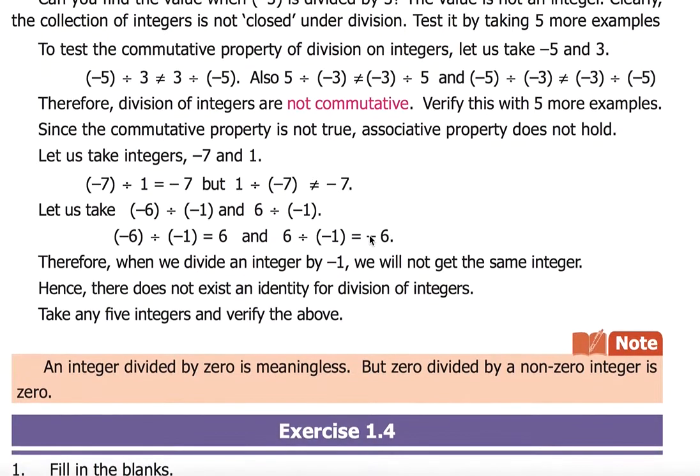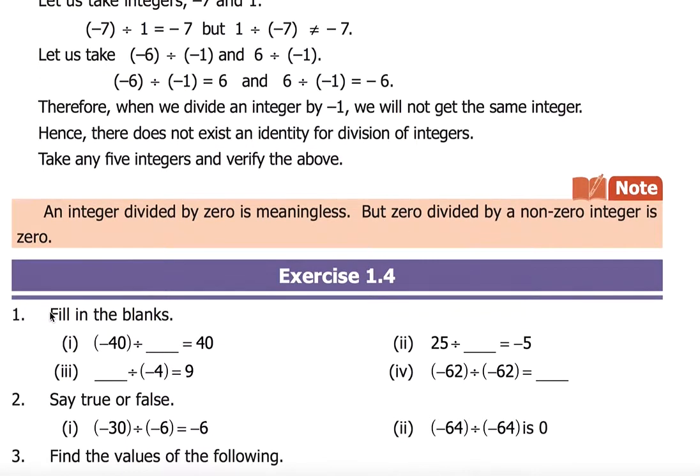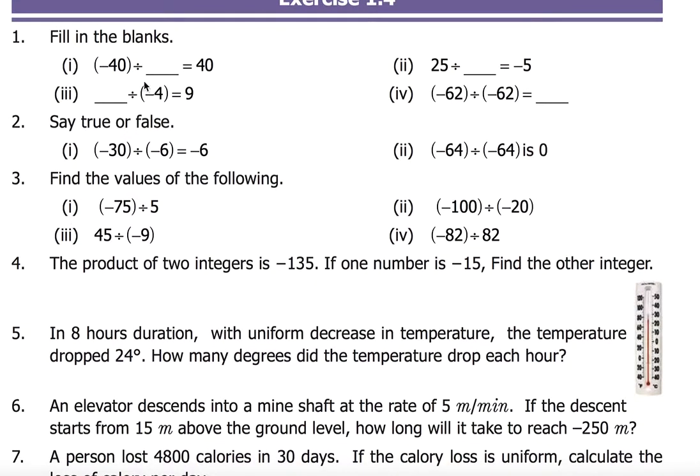An integer divided by 0 is meaningless, but 0 divided by a non-zero integer is 0. Fill in the blanks: minus 40 divided by what is 40 minus 1. 25 by what is minus 5. 25 by minus 5 is minus 5.